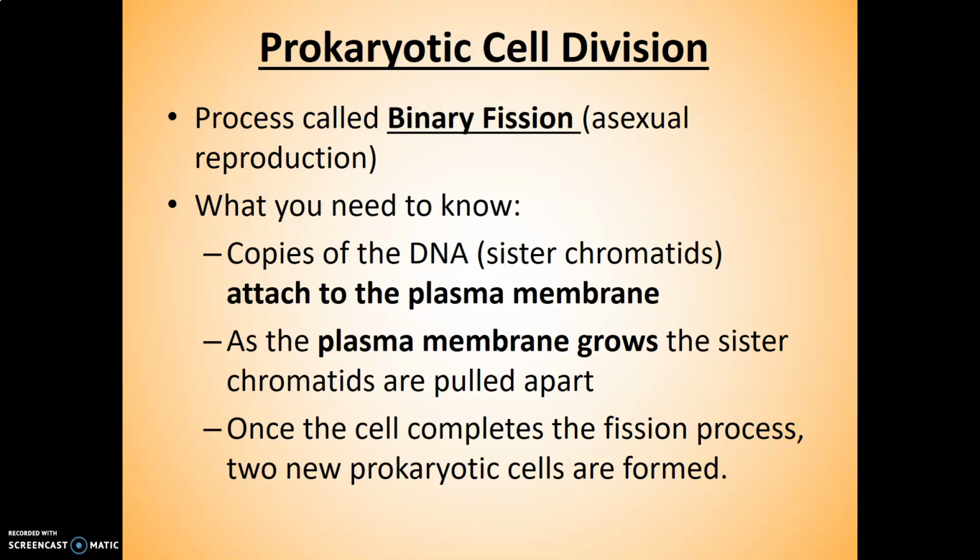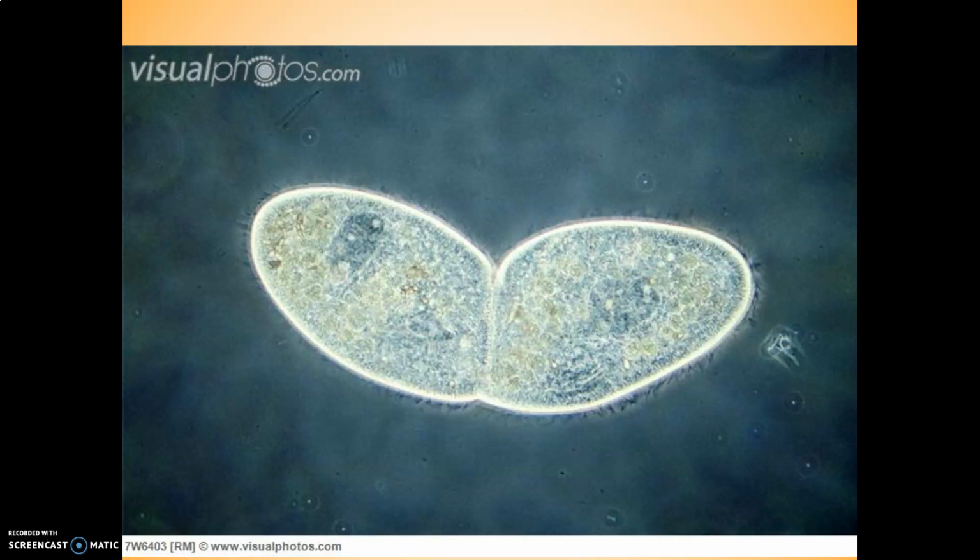So prokaryotic cell division is a process called binary fission, asexual reproduction. What you need to know is that copies of DNA attach to the plasma membrane. As the plasma membrane grows, the sister chromatids are pulled apart. Once the cell completes the fission process, two new prokaryotic cells are formed. And that's a visual.